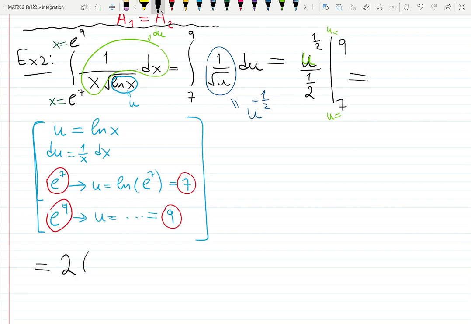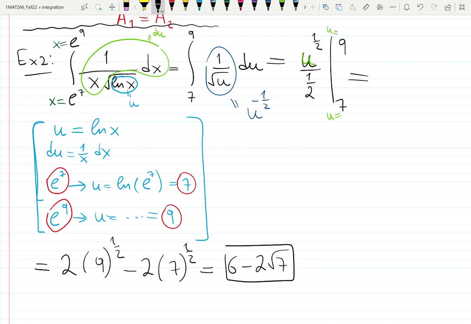It will be 2 times 9 to the 1/2 minus 2 times 7 to the 1/2. 9 to the 1/2 is 3, and 3 times 2 is 6, so 6 minus 2 square root of 7. That is the correct answer.